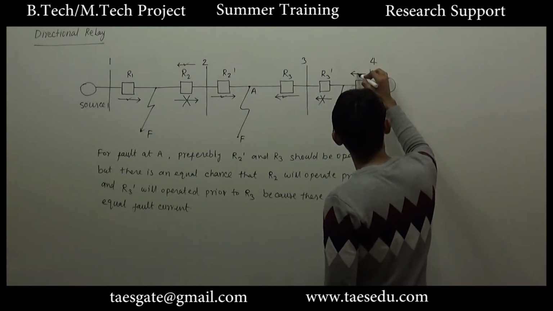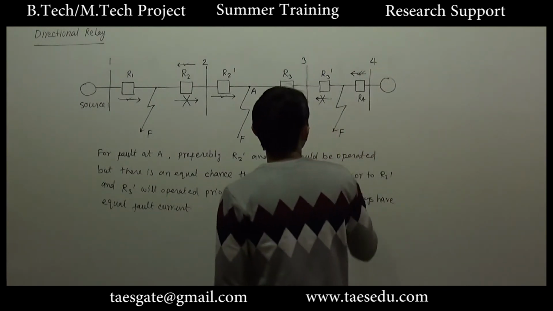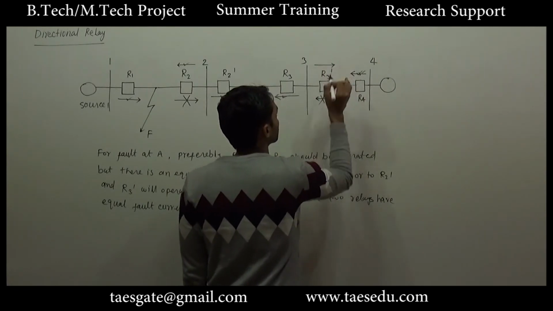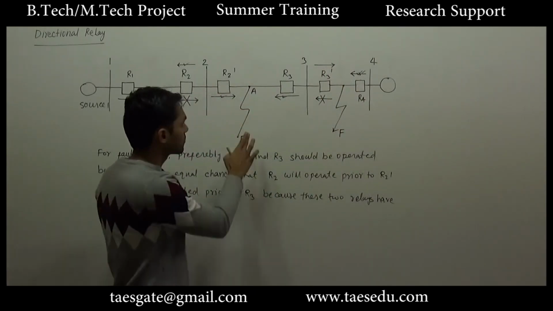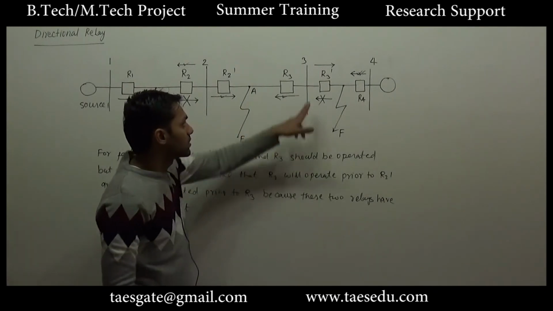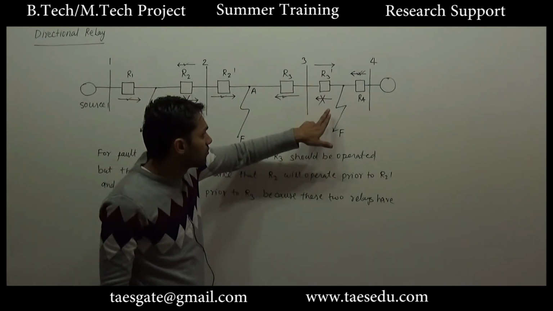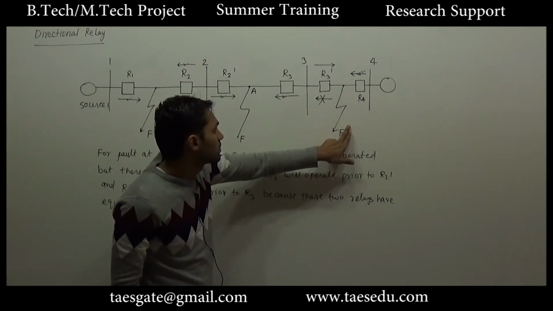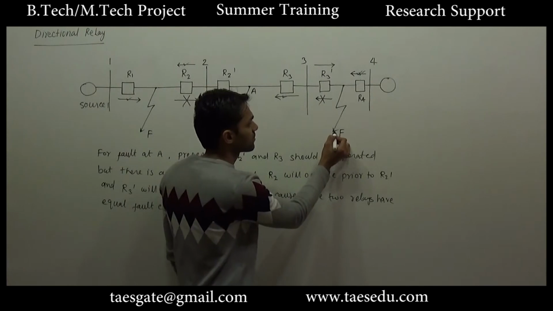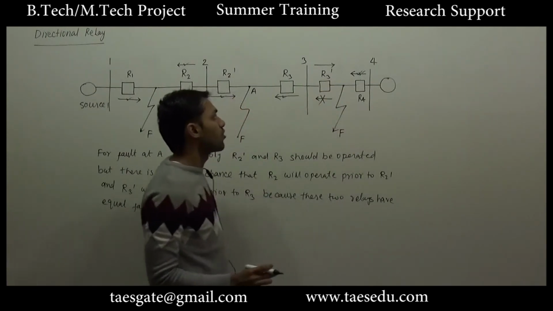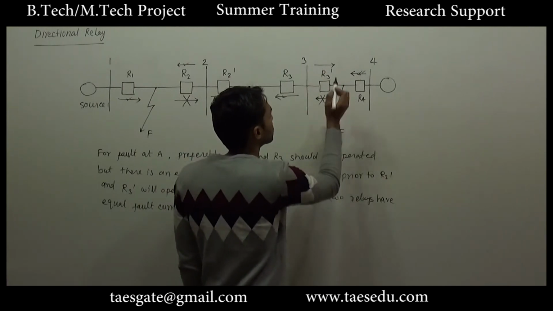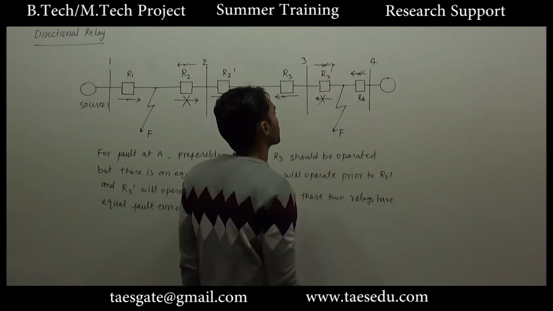the relay R4 should operate for this direction of current, and the direction of fault current in R3 will be from left to right. According to this fault, relay R3 should not be operated for a direction of current from right to left, but this fault demands relay R3 to operate for the direction of current from left to right. So this will operate here.